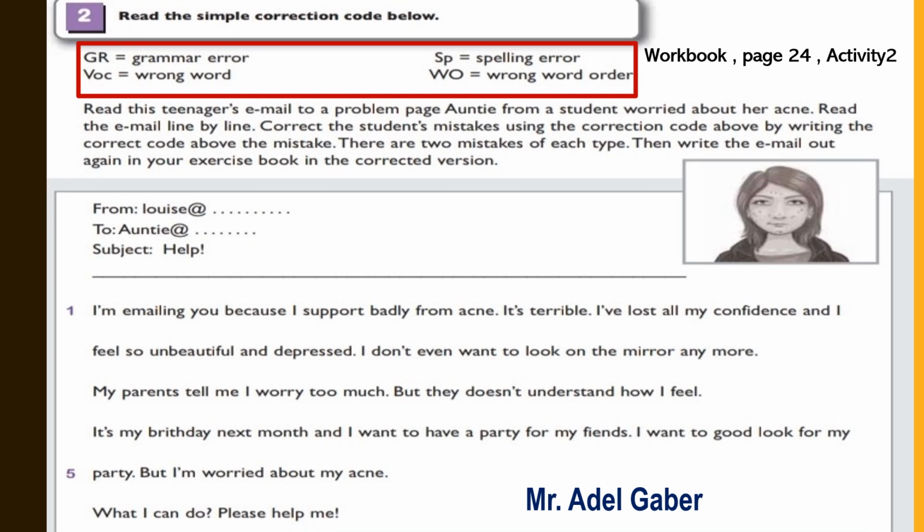Now, read this teenager's email to a problem page auntie from a student worried about her acne. Read the email line by line. Correct the student's mistakes using the correction code above by writing the correct code above the mistake. There are two mistakes of each type. Then write the email out again in your exercise book in the corrected version. Now, stop this video and take your time. Do this task on your own.